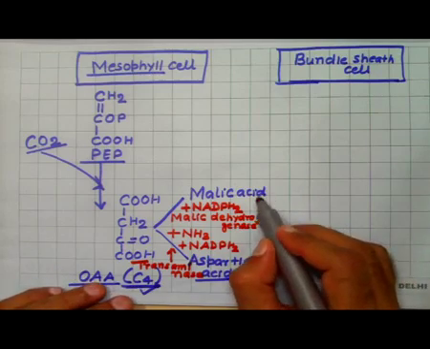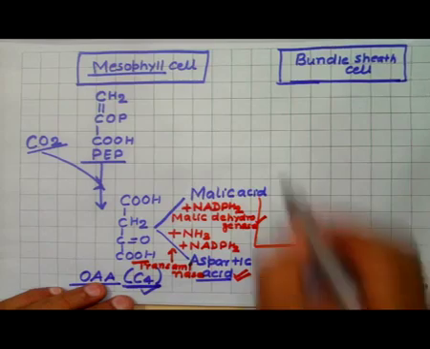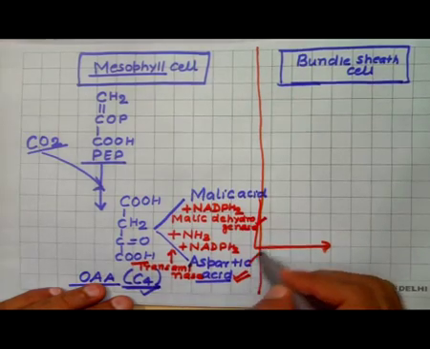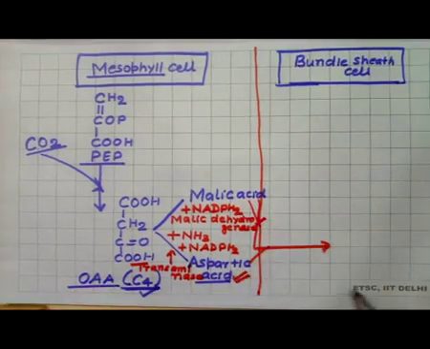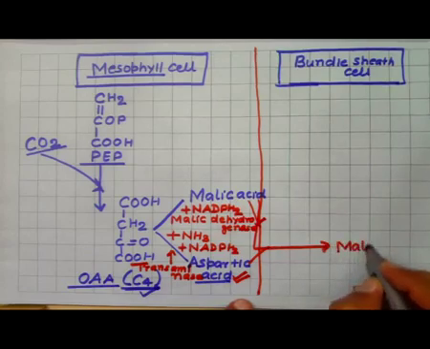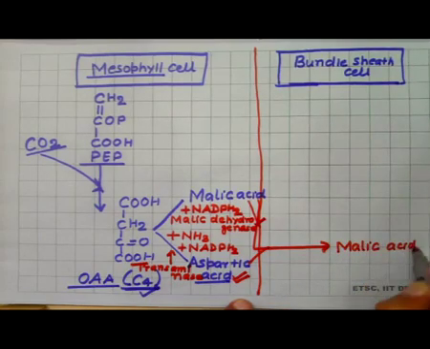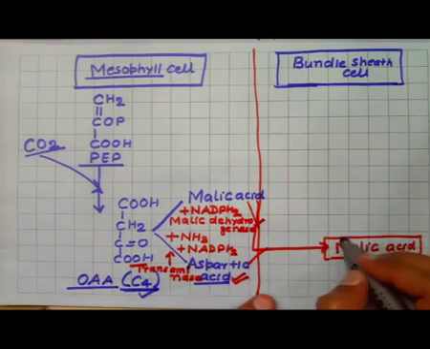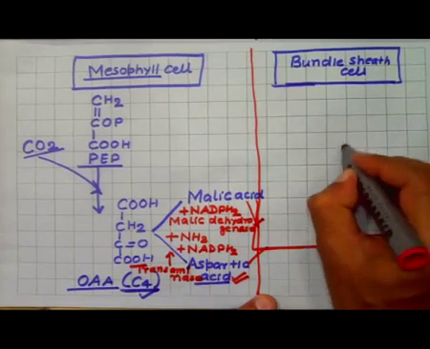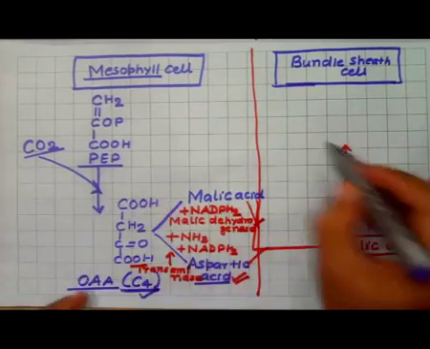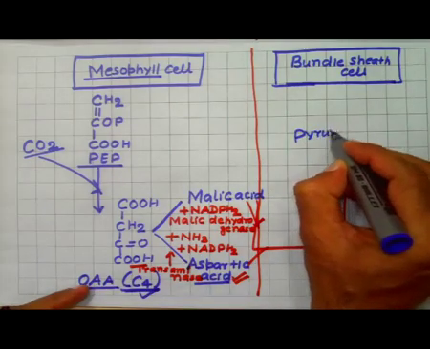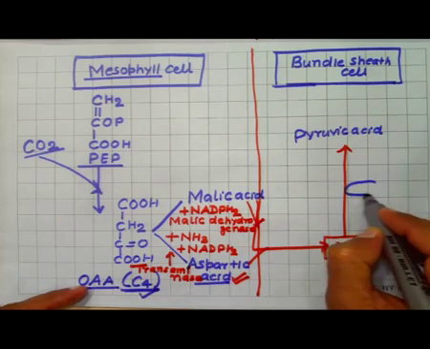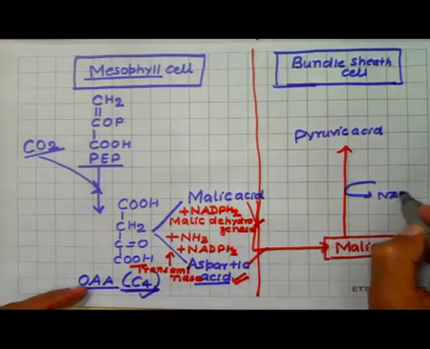Now, it moves to the bundle sheath cell from the mesophyll cell. Now, this malic acid is available in the bundle sheath cell. This malic acid now again forms pyruvic acid. And in this case NADPH2 is released.